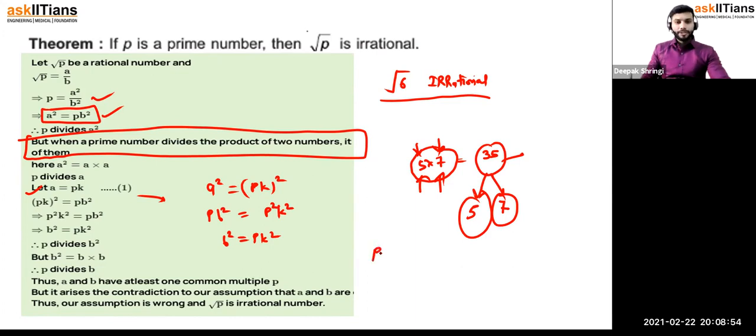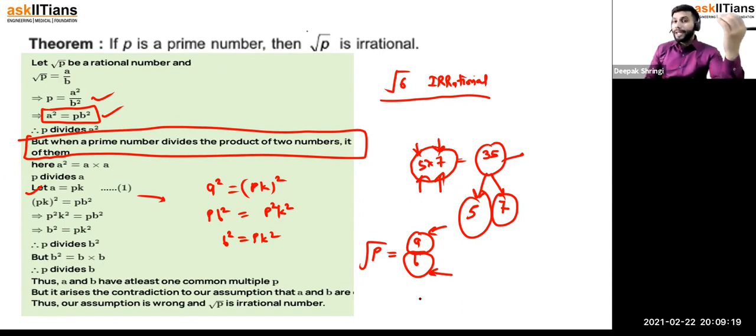Just think about it now. P was a number, root p was a number, a by b. Okay, a is a multiple of p and b is also a multiple of p, because a and b both have a common factor p. P is dividing a as well and p is dividing b as well. But wait, that's not possible, right? Because what we said in the beginning is that a and b have to be co-prime, right? But right now, after solving, what we have got is that a has a factor p and b also has a factor p. A and B both of them have a common factor, but that's not possible. They have to be co-prime. They are not co-prime. What is the meaning of that?